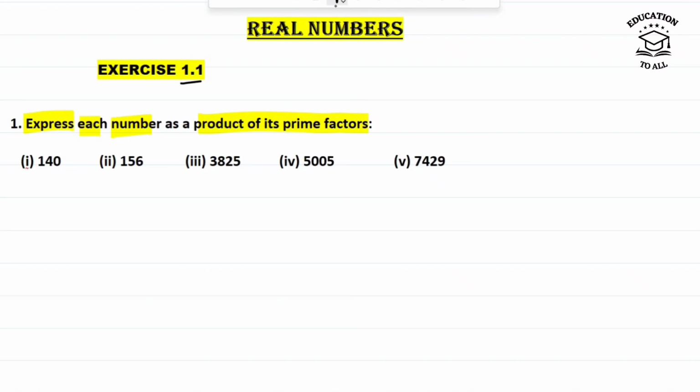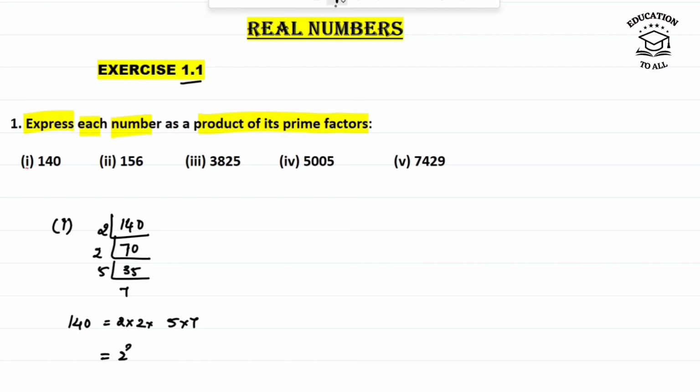In part 1, we try to find the prime factors of 140. In 14, 2 table is cancelled 7 times and it is 0, so 70 times. Again 2 table, 35 times, 5 table, 7 times. Therefore the prime factors of 140 are 2 into 2 into 5 into 7, and we can write this as 2 square into 5 into 7.